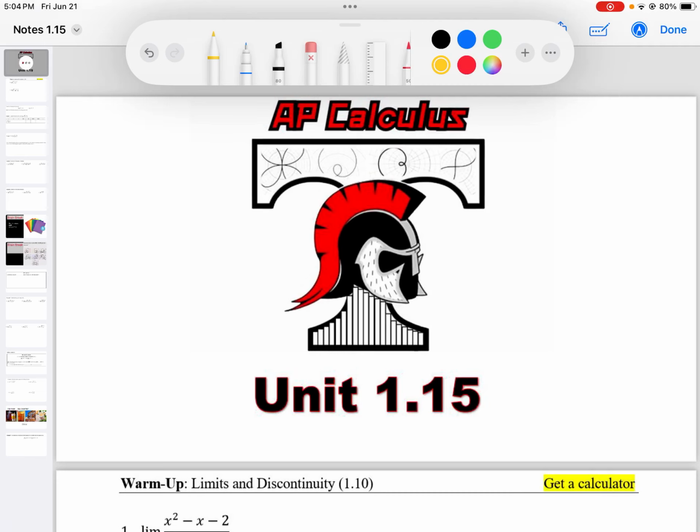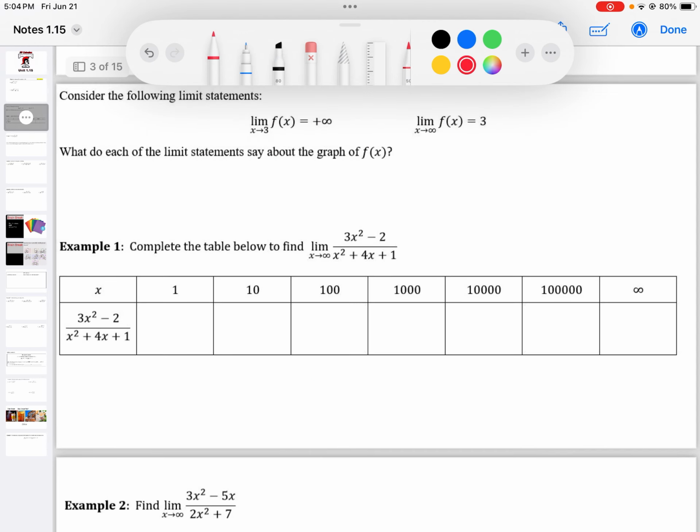All right, in this video, we're going to talk about the idea of horizontal asymptotes and then limits as the x's are going to infinity or negative infinity. So we're going to start out by looking at these two limit statements. The first one says the limit of f of x as x approaches 3 is positive infinity. The other one says the limit of f of x as x approaches infinity is 3. So they're not the same thing.